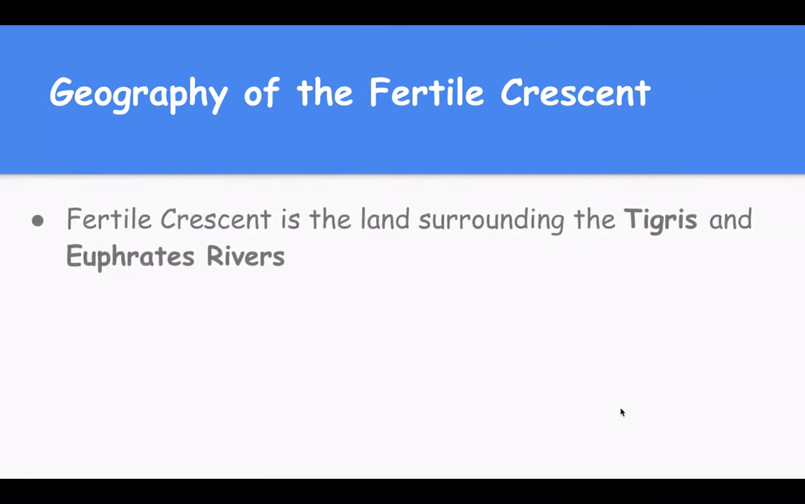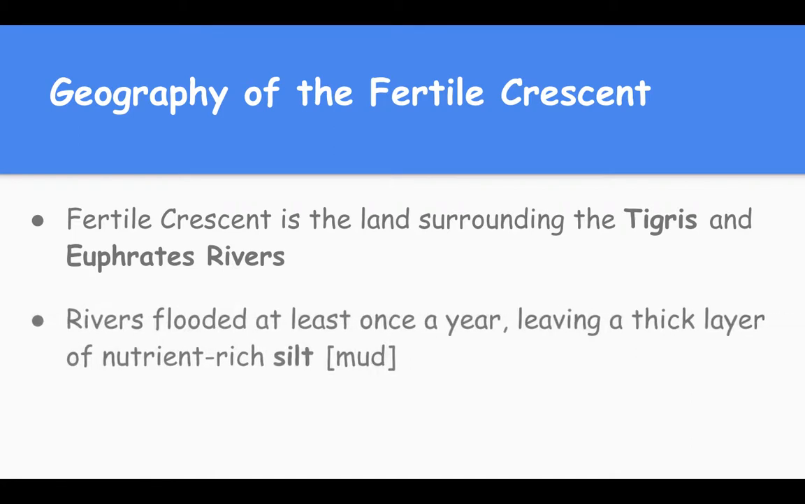So the Fertile Crescent is the land surrounding the Tigris and Euphrates rivers. Remember, you're going to type these into your workbook. Well, the rivers flooded. The Tigris and the Euphrates flooded at least once a year, which left a very thick layer of silt. Silt is the mud from the very bottom of the rivers, and it happened to be very full of nutrients. So this silt was great to use for planting.